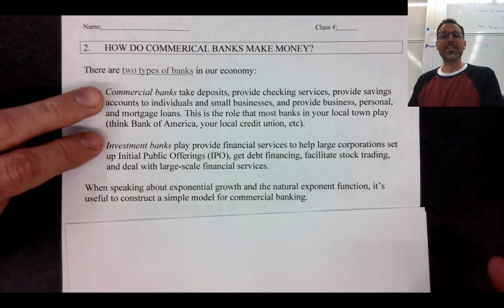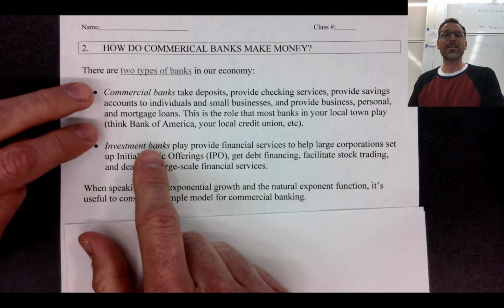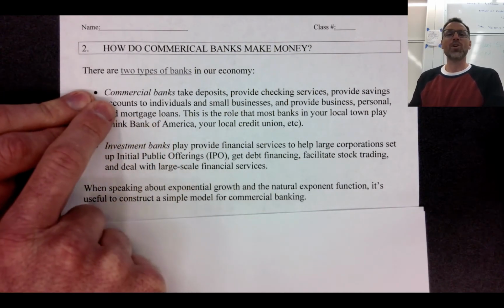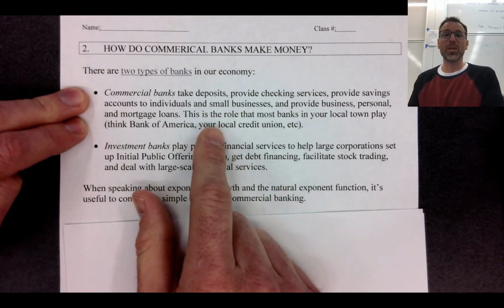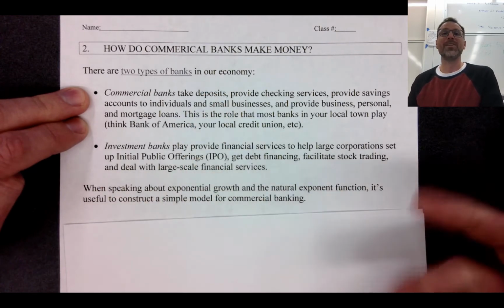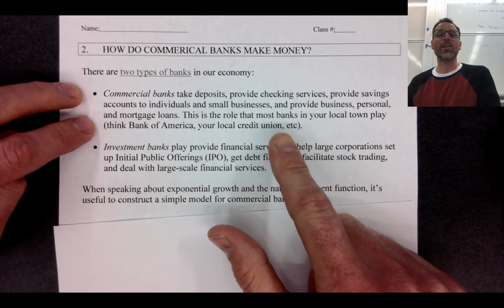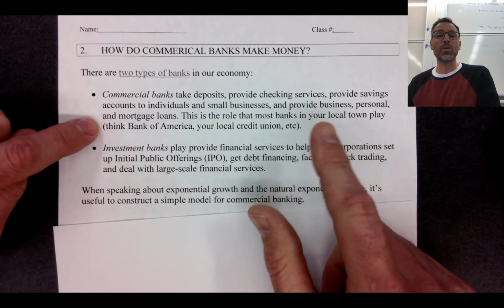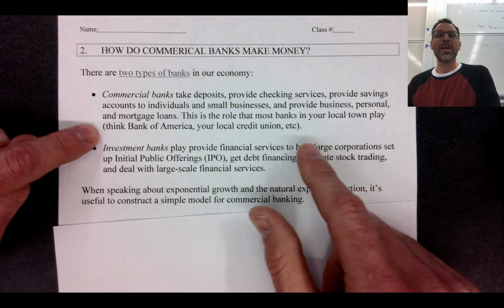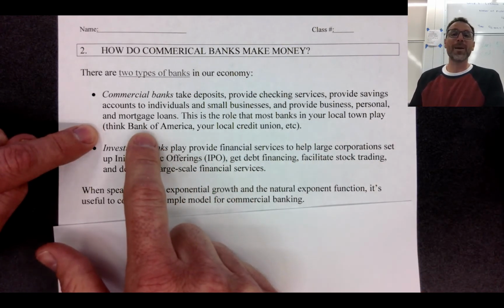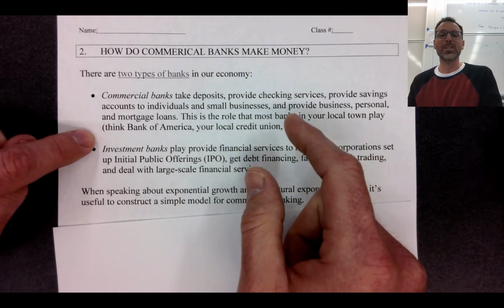There are two types of banks in our economy, just to think about different types of products that banks offer. One of them is called a commercial bank. These are the banks that most people use on a daily basis. They take deposits, they provide checking, they have savings accounts, and they also provide loans for businesses, personal loans, car loans, and also mortgage loans, sometimes construction loans also. When you're thinking about this, you can think about Bank of America or your local credit union or any bank that you would open an account in.